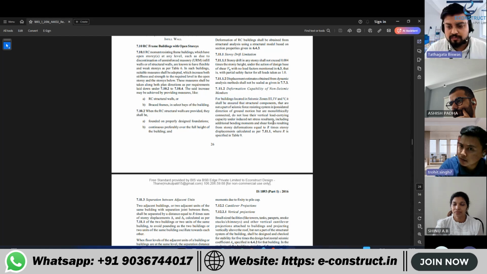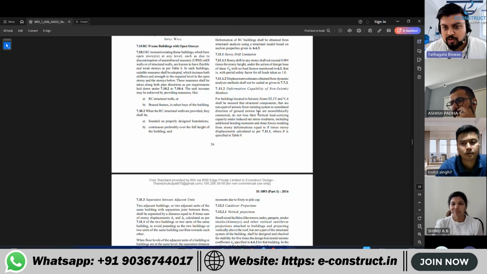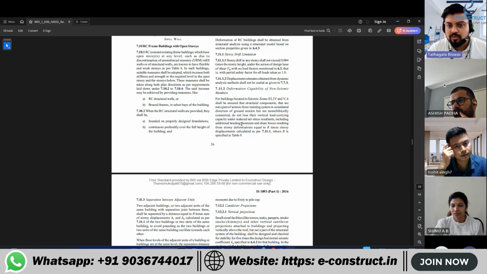Like stub columns, like normal columns also, sometimes we do not give them the lateral forces, right? If it is a structural wall system, all the structural walls need to take the lateral forces. So that's what it is saying, that they are monolithically connected, no? So a certain amount of forces would be there.